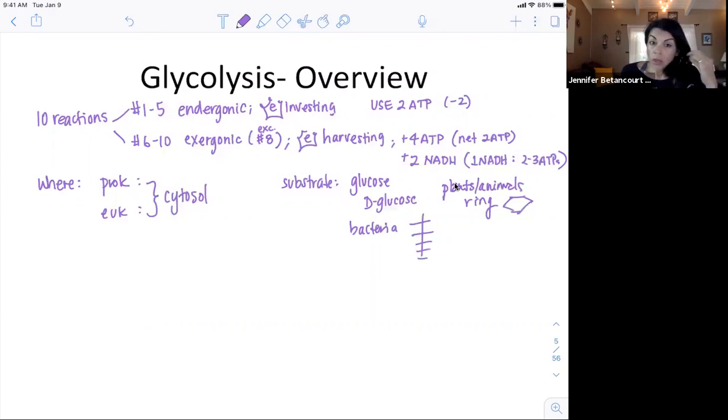Let's see what else. So when we say these 10 reactions, essentially in every single reaction, you're going to have some substrate molecule, so we'll just call it S. And that substrate gets modified by some enzyme, so we'll call that ENZ.